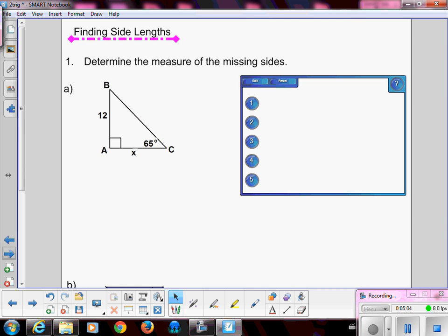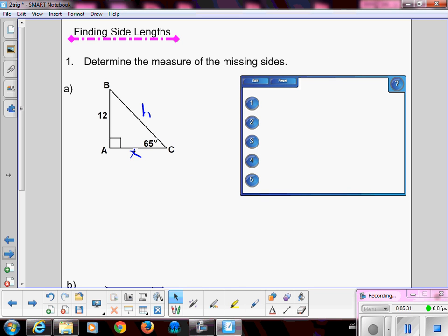Now, let's take a look at determining side lengths. On the right-hand side, I have a set of steps that you can write down. First of all, the question asks, determine the measure of the missing sides. I have two missing sides, one here and one here. Obviously, the one that's labeled H I could find, but I might want to find the x first. It doesn't really matter.